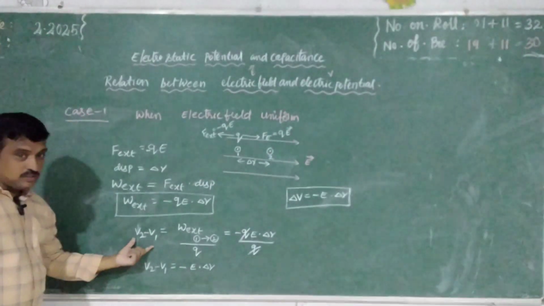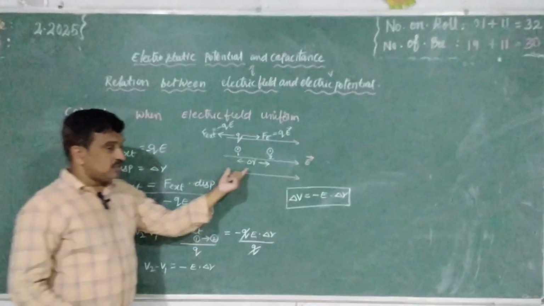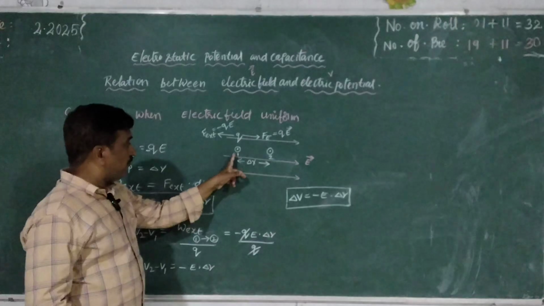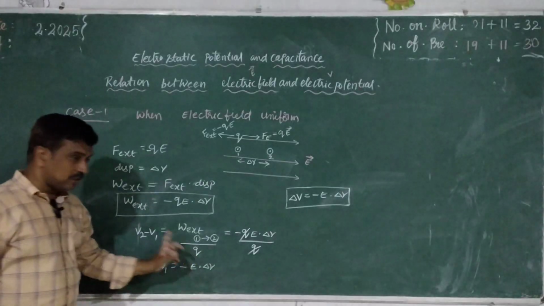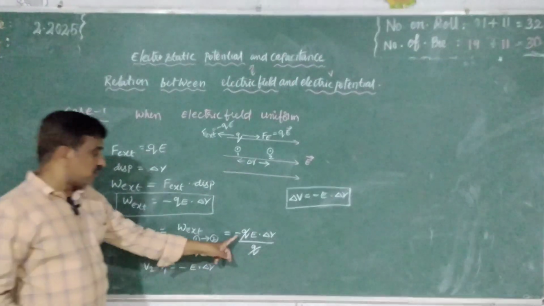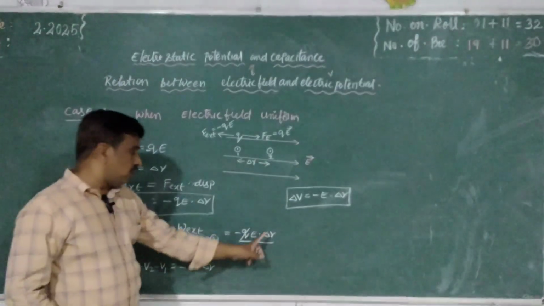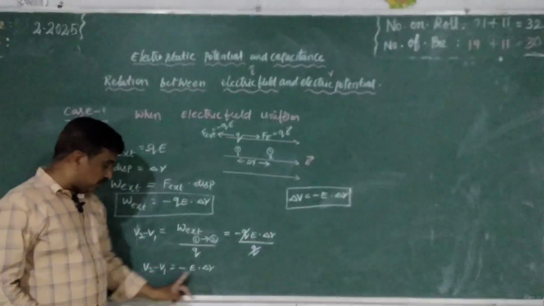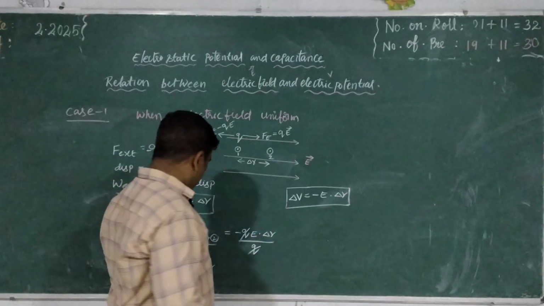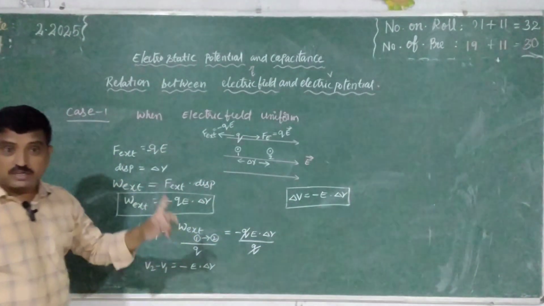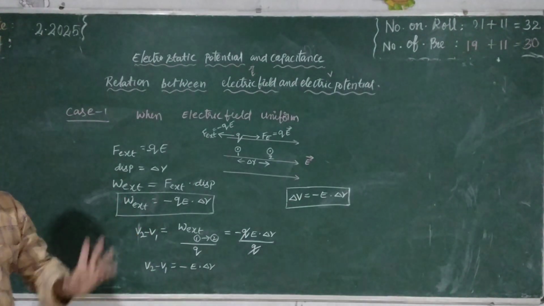What is the potential definition? Change in potential means final potential minus initial potential, which equals the work done by the external agent moving from the first point to the second point on the charge. V2 minus V1 equals W external by charge. W external is minus QE dot delta R. So Q cancels. What do we get? V2 minus V1 equals minus of E dot delta R. V2 minus V1 means delta V, equals minus E dot delta R. This is the relation between electric potential and electric field when the field is uniform.